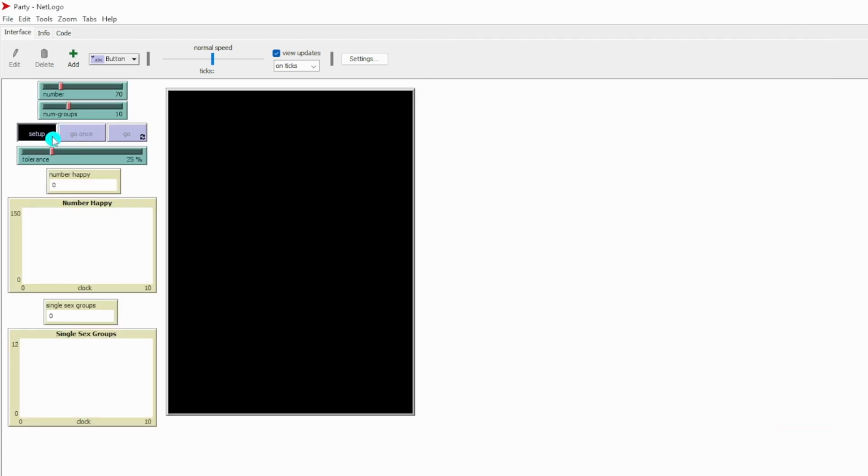To set up the model, we first need to decide the number of people in the party. I'm using the default number 70. That means we have 70 people in the party. We then need to decide the number of groups, how many groups of people you want to have in your party. Again, I use the default number 10. You can use the sliding scale here to change the number of groups and also the number of people in the party. We have 1, 2, 3, 4, 5, 6, 7, 8, 9, 10. That's 10 groups in the party.